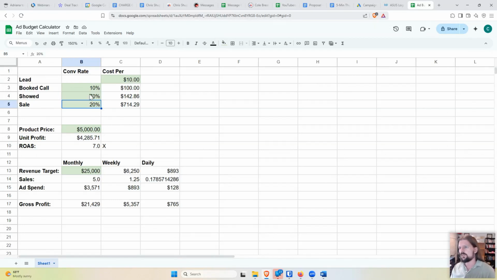But anyway, let's take a look at this and mess with some of the assumptions here. So let's say that your lead cost, well, first of all, what determines the lead cost here? The lead cost depends on a few things. For one thing, it depends on how competitive your market is.